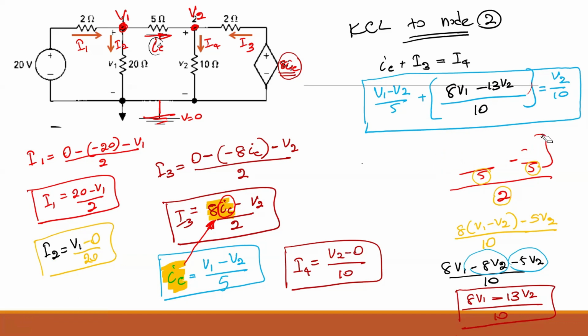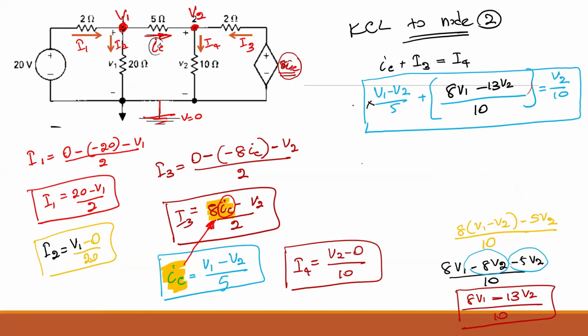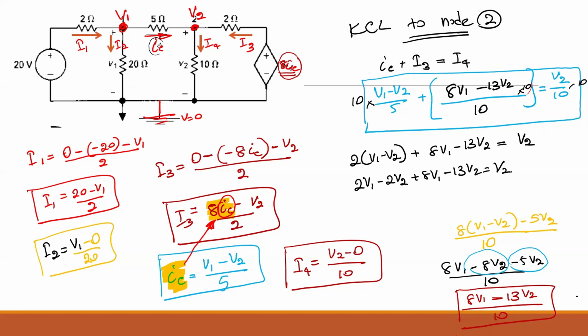Now we can get rid of all the denominators. If you times all these ones by 10, you can get rid of the denominator. Am I right? So you have 2 times V1 minus V2 plus 8V1 minus 13V2 is equal to V2. So we simplify: 2V1 minus 2V2 plus 8V1 minus 13V2 is equal to V2.